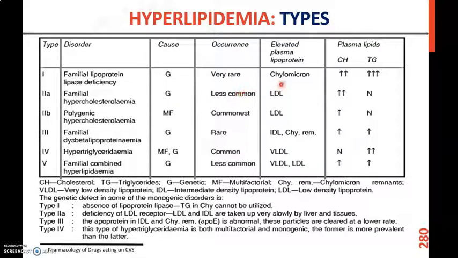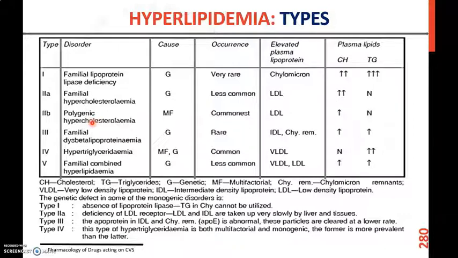And type 2A is also known as familial hypercholesterolemia, and the cause is genetic. It is less common, and there will be an elevated low density lipoprotein and an increased cholesterol level. There will not be any increase in triglyceride level in type 2A hyperlipidemia. Now, coming to type 2B, it is also known as polygenic hypercholesterolemia. The cause is multifactorial. Different factors may affect this type of hyperlipidemia, and this is the most common form of hyperlipidemia. There will be an increased low density lipoprotein and an increased total cholesterol.